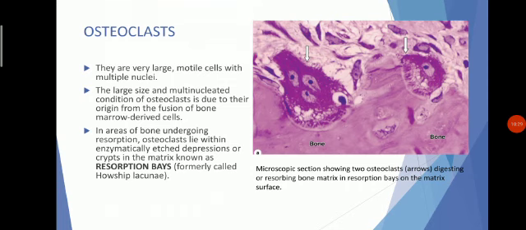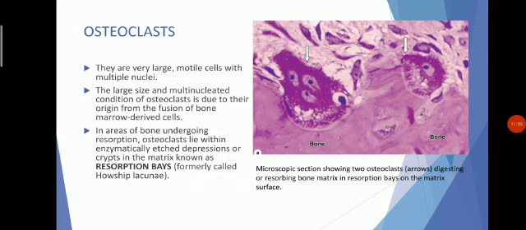The number 3 cells, that is osteoclasts. They are very large, motile cells with multiple nuclei. This one is the osteoclast. The large size and multinucleated condition of osteoclasts is due to their origin from fusion of bone marrow derived cells. In areas of bone undergoing resorption, osteoclasts lie within the enzymatically etched depressions or crypts in the matrix known as resorption bays, formerly called Howship's lacunae.